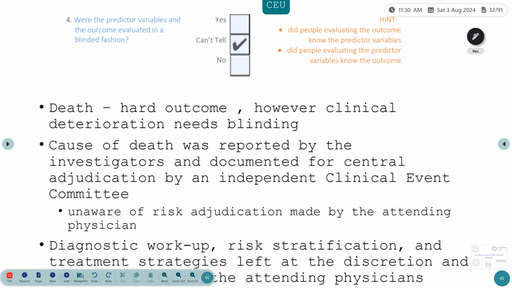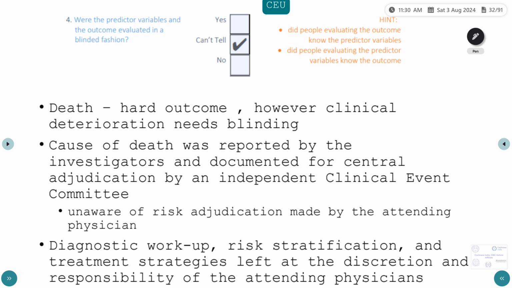So coming to whether the predictor variables and the outcomes were evaluated in a blinded fashion. This is not very clear from this study because they have not said whether the people evaluating the outcome knew the predictor variables or whether the people evaluating the predictor variables knew the outcome. However, they looked at death, which is a hard outcome. So blinding will not have much of an effect on death.